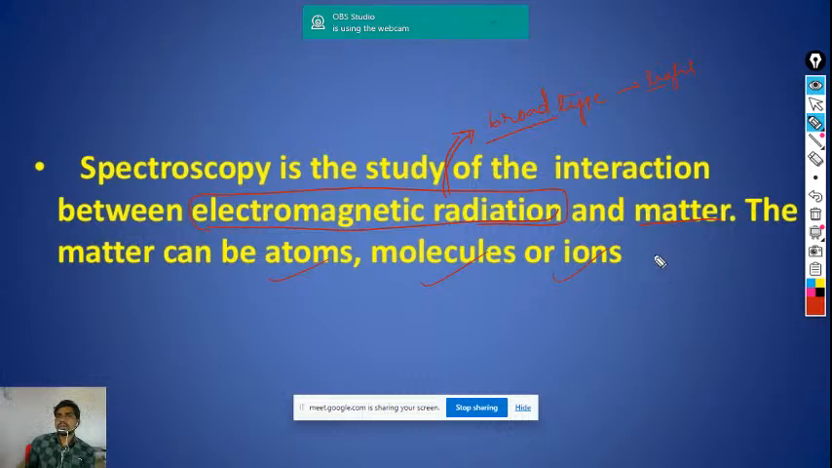So any gas or liquid or solid you take will consist of molecules, which will consist of ions. So basically we are going to see the ions, molecules and atoms interacting with the electromagnetic radiation. So this is what spectroscopy studies.